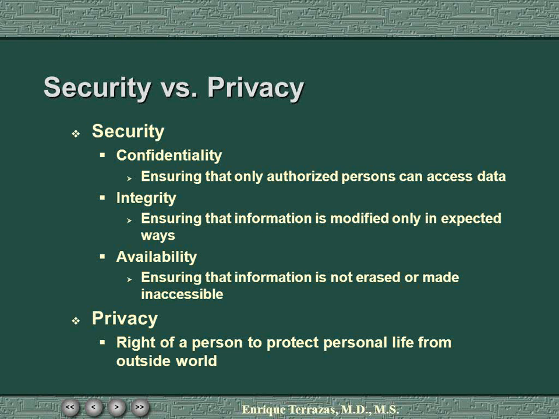So under security, there are some terms to define. Confidentiality is ensuring that only authorized persons can access data. Integrity means ensuring that information is modified only in expected ways. And availability is ensuring that information is not erased or made inaccessible. The difference between security and privacy is that privacy is the right of a person to protect their personal life from the outside world. And HIPAA has both security as well as privacy components to that federal legislation.